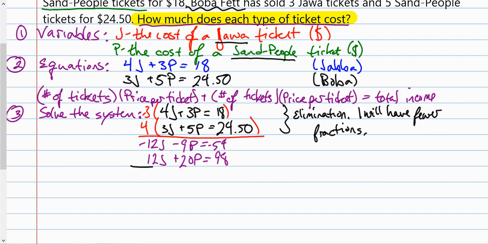And when I add these two equations together, the j's cancel, so that's gone. I wind up with a negative 9p plus 20p, so that's 11p should equal, and the 98 minus the 54, that's what I'm going to have right here. That gives me, so 8 minus 4 is 4, 9 minus 5 is 4, 11p equals 44, so p would equal $4.